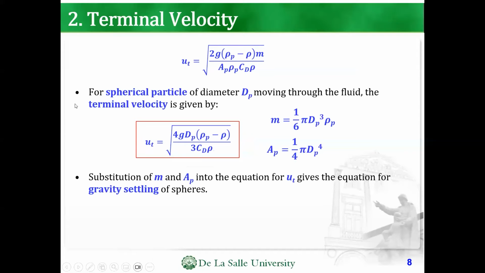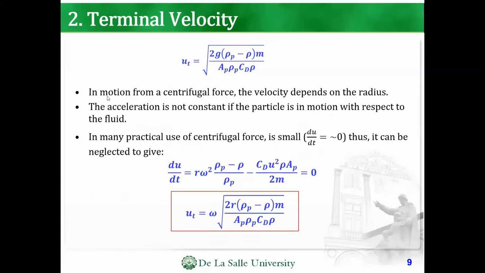Taking this into consideration, for a spherical particle of diameter dp moving through the fluid, the terminal velocity is given by this one. It can be simplified into this. How? Take note that mass is 1/6 pi dp cubed times density, and that the projected area is 1/4 pi dp squared. So substituting these in place of Ap and m, you'd be able to simplify it in this form. So do take note of this formula. So the other one is gravitational. This one.